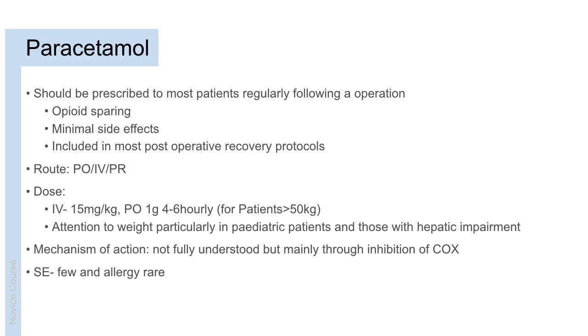The dosing of paracetamol intravenously is 15 milligrams per kilogram, and orally for adults is 1 gram 4 to 6 hourly. It is essential to bear in mind patient weight when prescribing paracetamol, particularly intravenously. A normal dose of paracetamol is generally considered safe in patients with mild hepatic impairment, though adjustments will be required in patients with severe hepatic impairment due to paracetamol's metabolism and excretion.